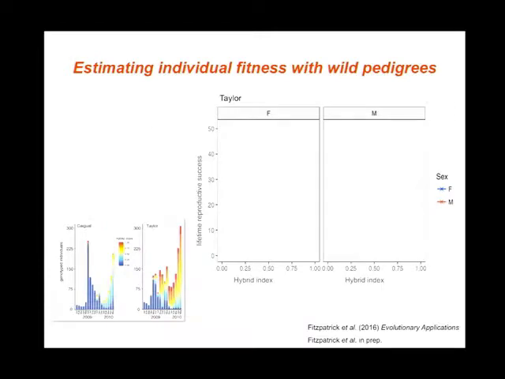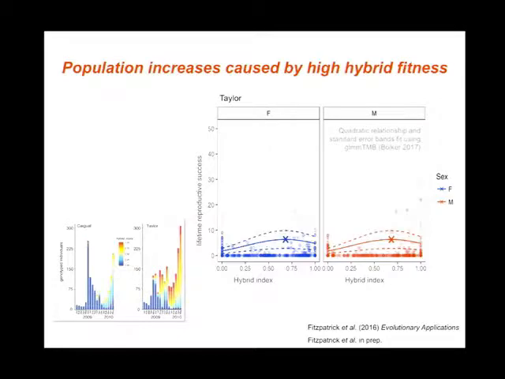And then going back to this continuously assigned hybrid index, we tested for a relationship between an individual's hybrid index and its total lifetime reproductive success. I'm just showing you results from the Taylor here, but both streams look really similar, where the quadratic relationship outperformed the linear fit, and the maxima are noted here by the X's. So in general, the more immigrant-like genotypes had higher fitness, but it was these hybrids, F1 immigrant backcross hybrids with a hybrid index around 0.7 to 0.8, that had the highest fitness values and likely contributed to the increases in population size that we saw beyond this window.